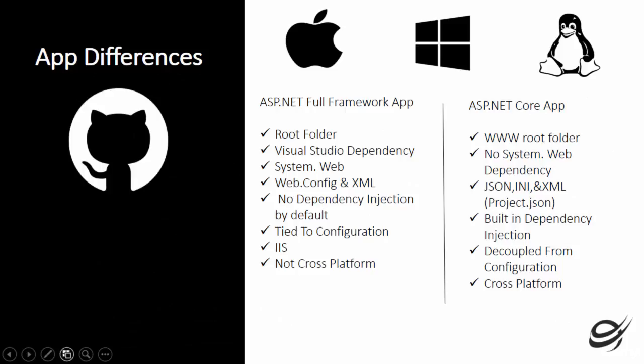These are some application differences between an ASP.NET Full Framework app and an ASP.NET Core app. With the first item, when you create an ASP.NET Full Framework app, your application runs through the root folder. There's no wwwroot folder. So everything that is in that application folder is exposed. In ASP.NET Core, you have the wwwroot folder. Everything outside of that is not available to be accessed by someone else.